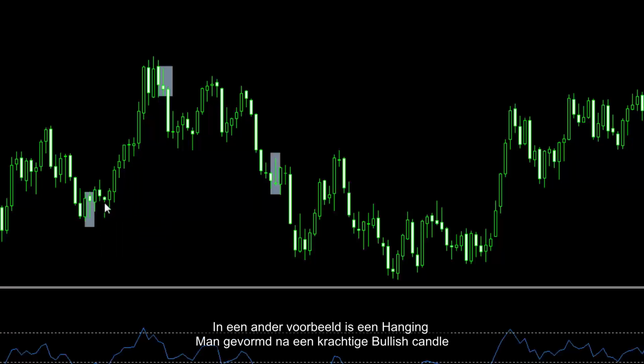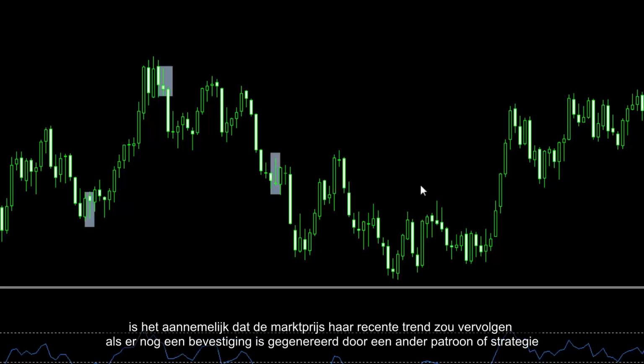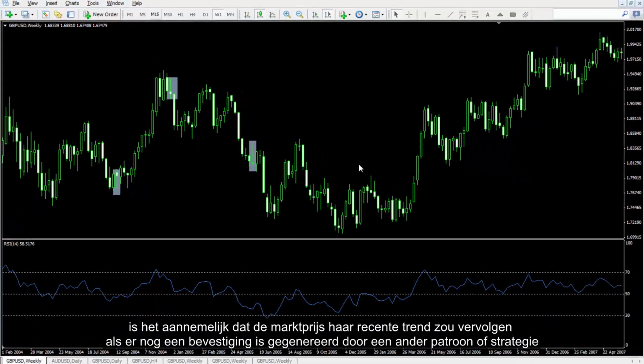In another example, a hanging man has formed after a powerful bullish candle. So, a trader could place a buy order above the high price of the hanging man candlestick. After a shooting star, a hanging man and hammer candlestick patterns, it is presumptive that market price would continue its recent trend if there is another confirmation generated by other patterns or strategies.